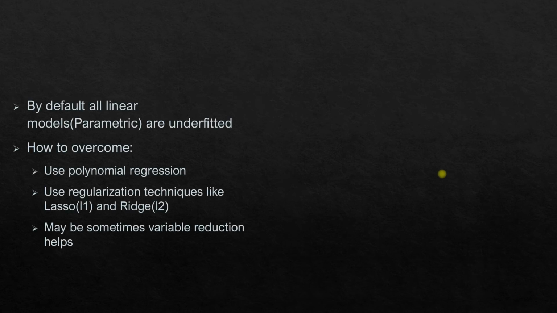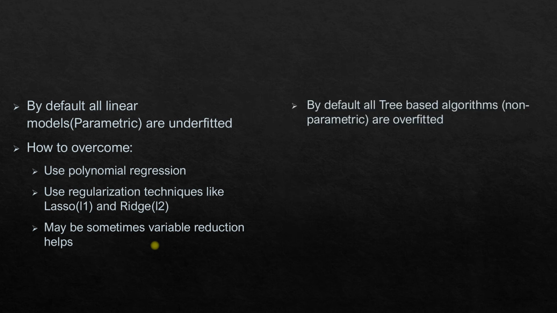In case you have an overfitting problem, we can use some regularization technique like L1, L2, lasso, and ridge regression. You can also go for variable reduction, right? Sometimes variable reduction may also help to overcome overfitting. So for underfitting in linear models, go for polynomial regression. For overfitting, go for some regularization technique like L1, L2, or use some variable reduction technique like PCA, LDA, right? Something like that.